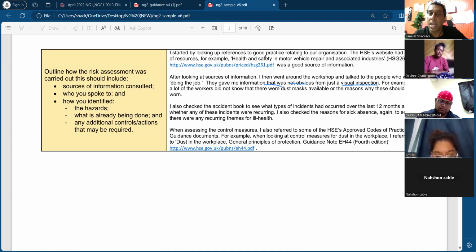For example, health and safety in motor vehicle repair and associated industry, INDG 261. They give the URL was a good source of information.